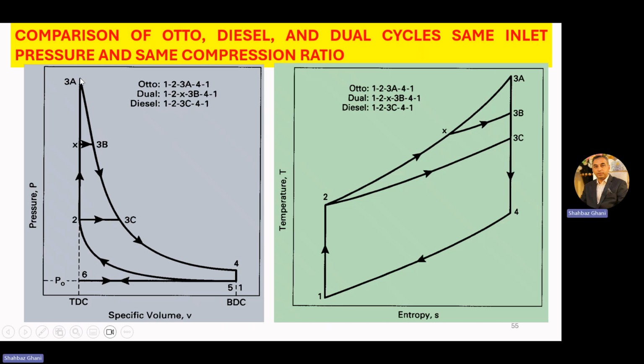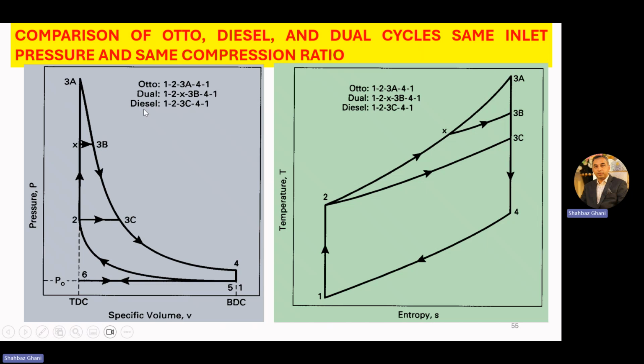Now, from 3A to 4 is your power stroke or expansion stroke, in which you get the power at the crankshaft. From 3A, the piston is at TDC, going towards BDC, and all valves are closed. From 4 to 5, we have exhaust blowdown, in which the exhaust gases leave the system, and this is also known as heat rejection. And from 5 to 6, we have the exhaust stroke. Okay, this was the general Otto cycle which we have studied.